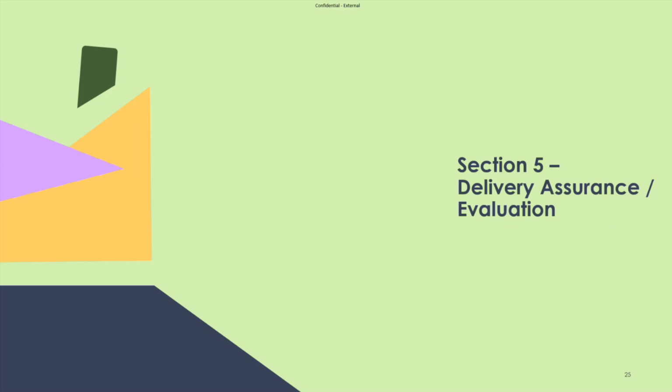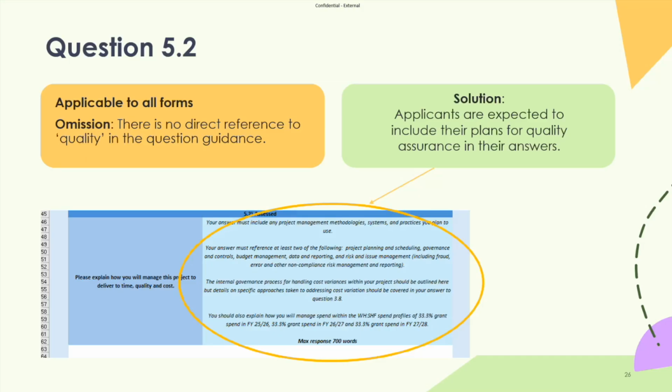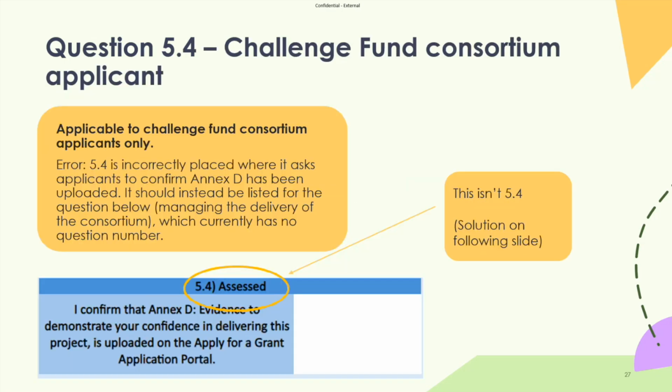Section 5, delivery assurance and evaluation. In question 5.2, there is no direct reference to quality in the question guidance. As with all of these things, we would expect the application to cover quality as well as time and cost in your response. We all understand that we want this work to be done to the highest quality standard and to meet all compliance with PAS and other regulations. So in your response, make sure that you cover meeting quality standards and any assurance standards that need to be met for that work.